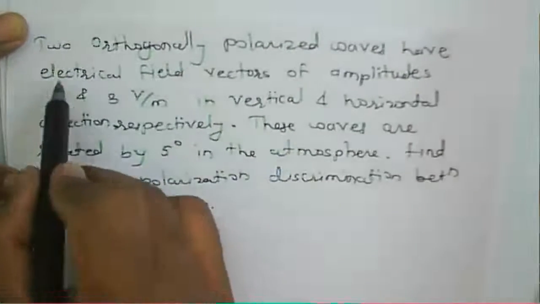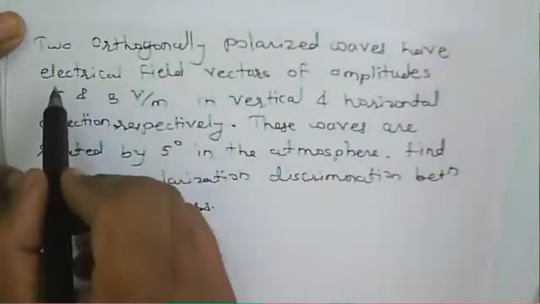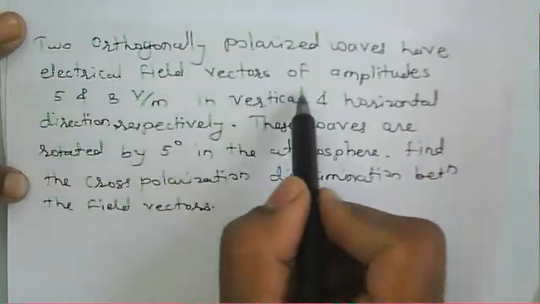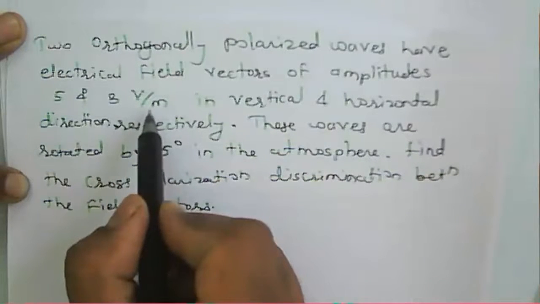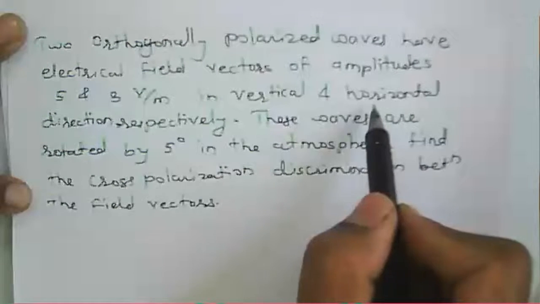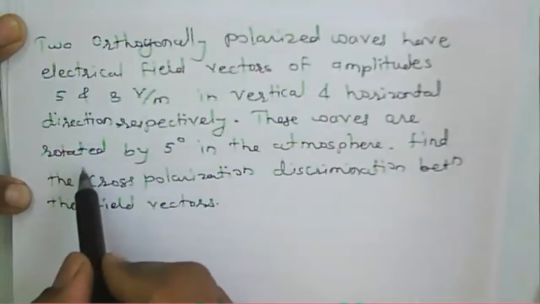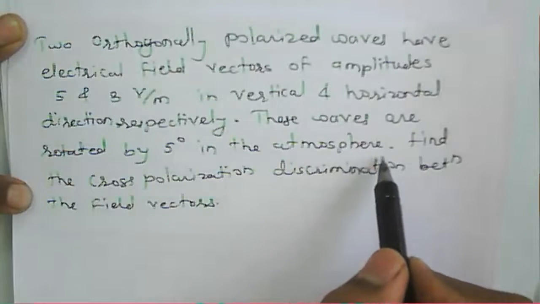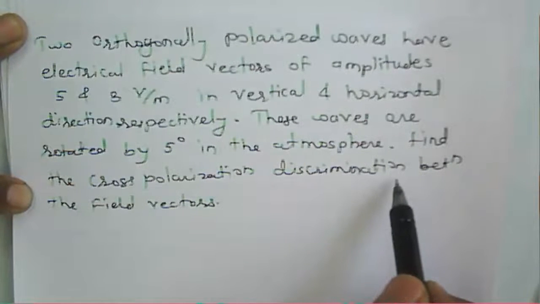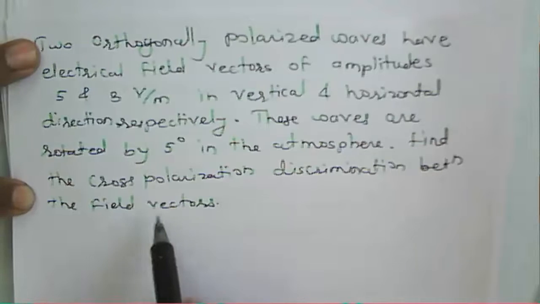Now here the two orthogonally polarized waves have electrical field vectors of amplitude 5 and 3 volt per meter in vertical and horizontal direction respectively. These waves are rotated by 5 degree in the atmosphere. Find the cross polarization discrimination between the field vectors.